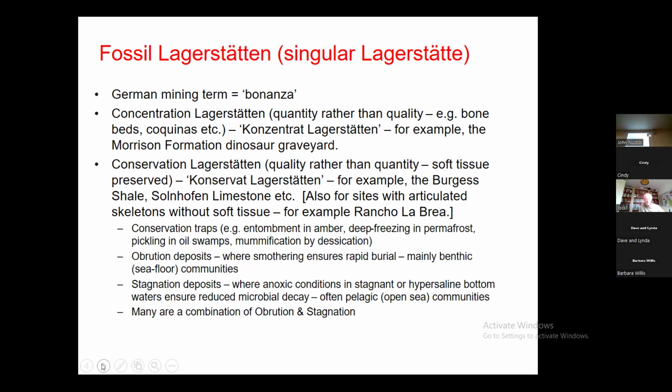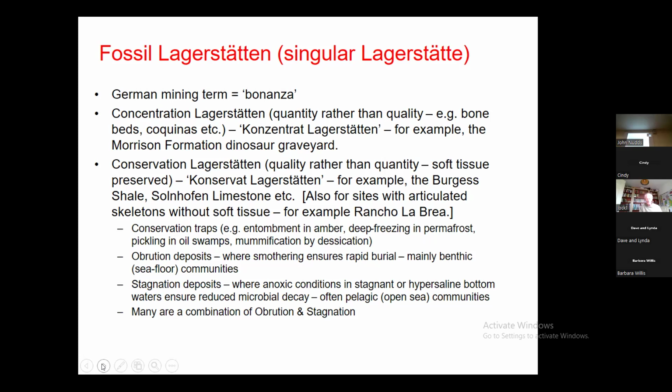First of all, what he called concentration Lagerstatten, or Konzentrat Lagerstatten from the German. This is where you get quantity rather than quality. And it's things like coquinas, shell beds, or the classic example that we describe in the book is the great dinosaur graveyard, the Upper Jurassic Morrison Formation in Midwest US, which Andy mentioned in his holiday geology a few weeks back.